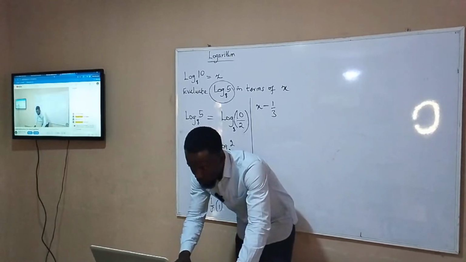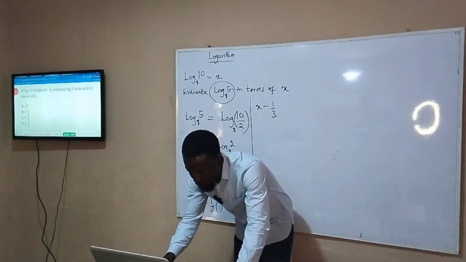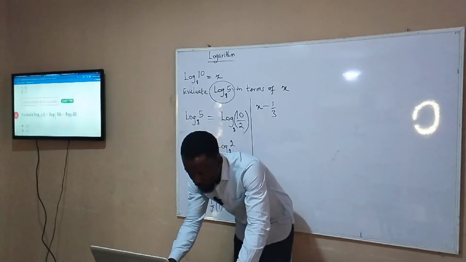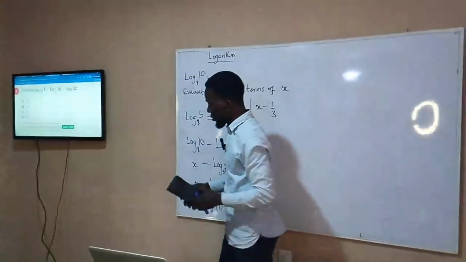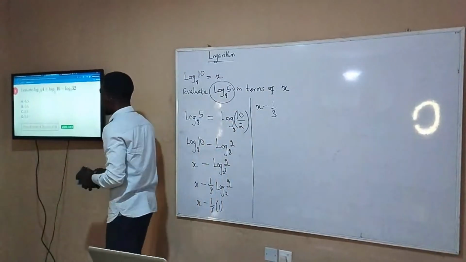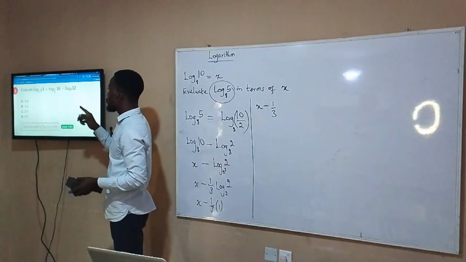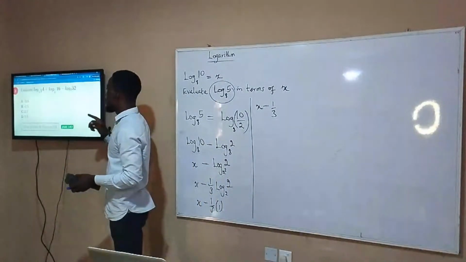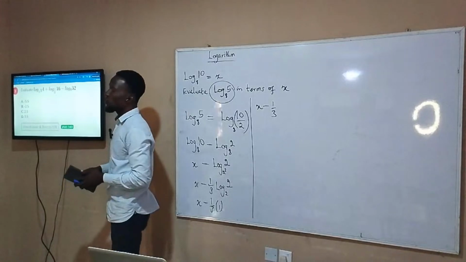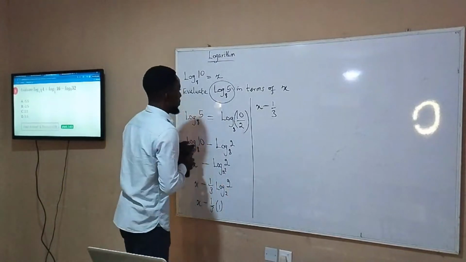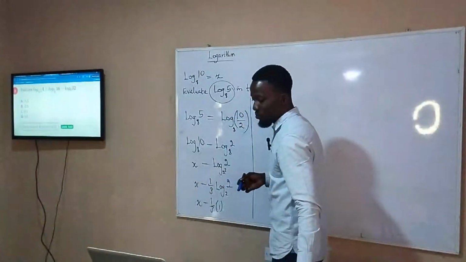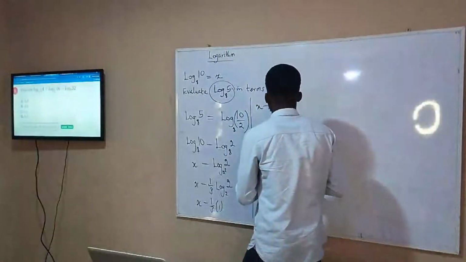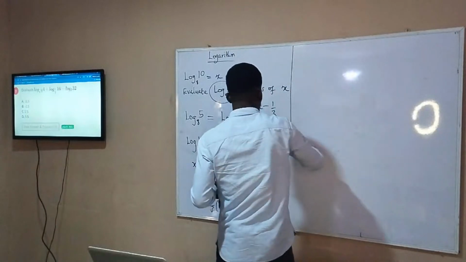So let us move to the next question. The next question says, evaluate this expression: log 4 base root 2 plus log 16 base half minus log 32 base 4. If you have any question on this, please ask. You can type your question in the comment section, and I am willing to answer it.